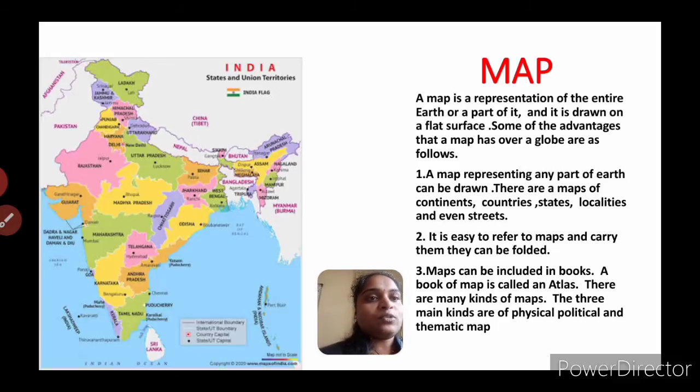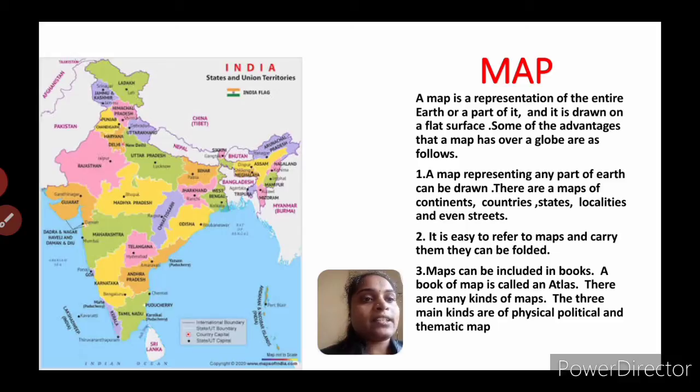Second, it is easy to refer to maps and carry them. They can be folded. Wherever you go, you can carry the map with you. Maps can be included in books, and even if you see our SST book, there are so many kinds of maps. A book of maps is called an atlas, which we have learned in previous classes also.